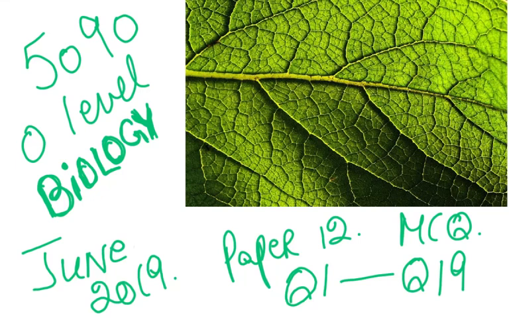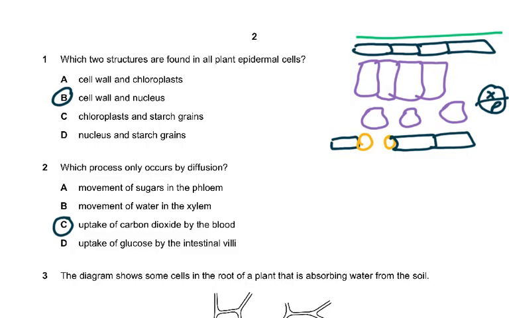Bismillahirrahmanirrahim. Start 5090 O-Level Biology, June 2019, paper 1-2, and we'll discuss question 1 to question 19 in this video. With question 1, which two structures are found in all plant epidermal cells?